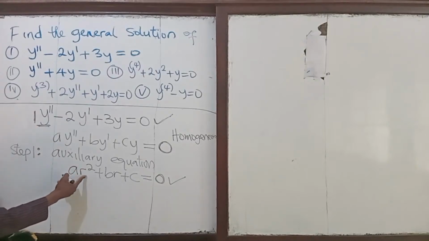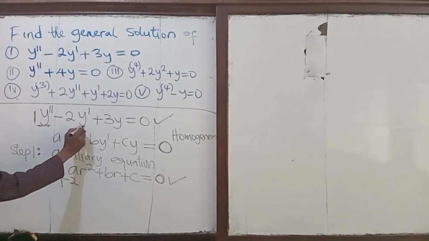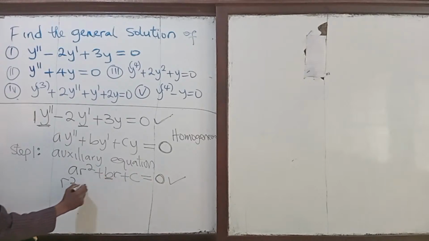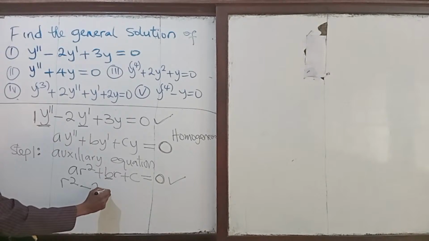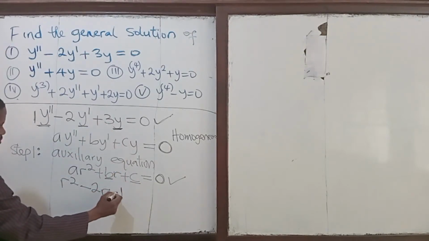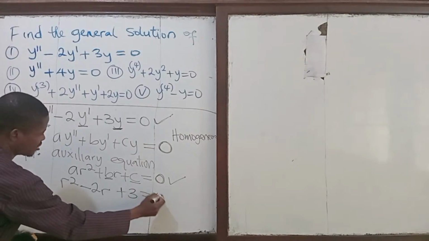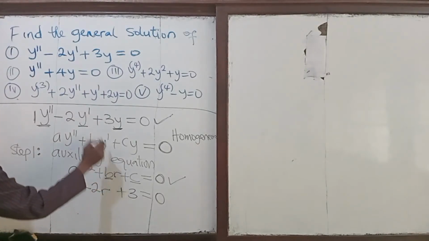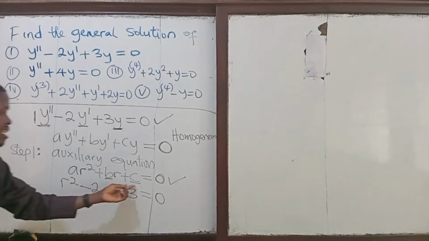So 1 times r squared, that will be r squared. The coefficient of the first differential is minus 2, that means B is minus 2, times this, that's minus 2r. And finally, the coefficient of your y is 3, and that is C. So that's equal to 0. Don't forget I said that your r squared is your second differential, your r is the first differential. This is a constant coefficient.